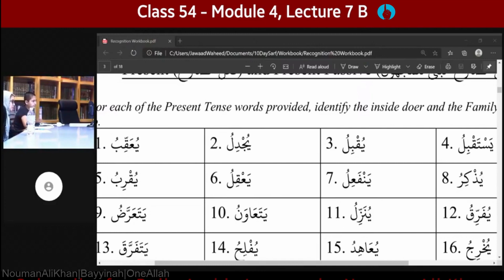Aslama. We're on 6. Yaqilu. So, Aslama. Aqala. No, that's wrong. That's wrong. Are you sure? I'm like 89% sure that's wrong. Aslama aqala. I'm not sure. Yaqilu. Aslama yaslimu. What's the present tense? No, aslama yuslimu. So if it's present tense yuslimu, then how can it be a'qala ya'qilu? Exactly. That's why I said I was 89% sure it was wrong.